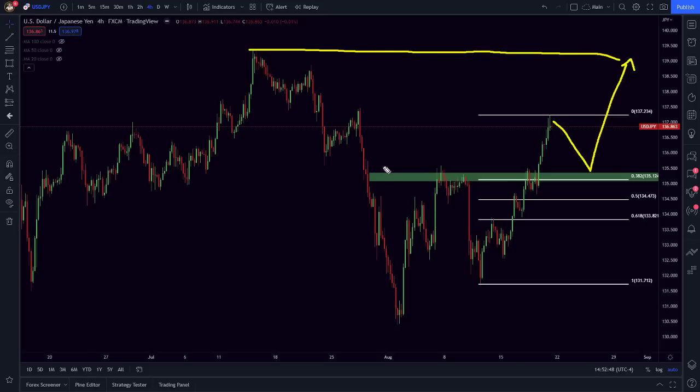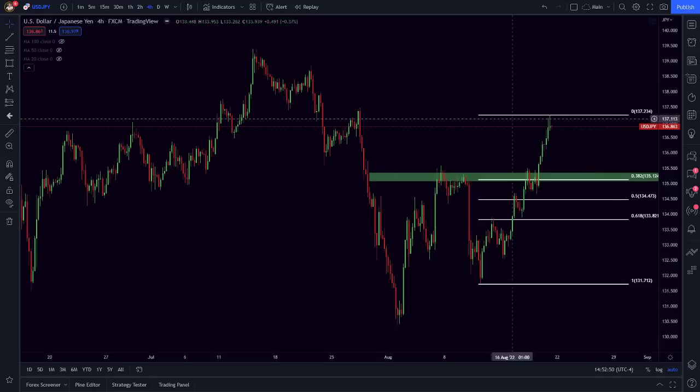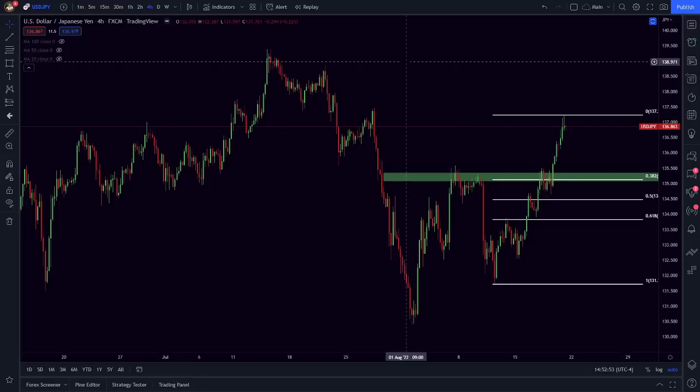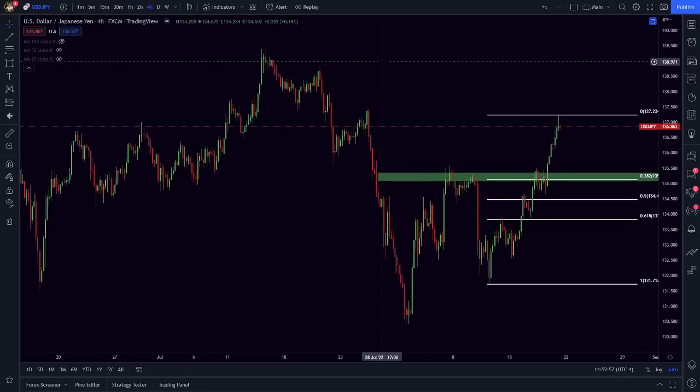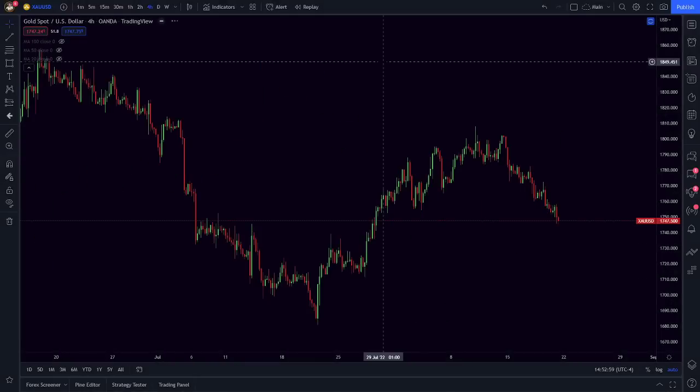So a lot of beautiful setups in the dollar pairs, in my opinion, right now. We had a clean move last week, which I'm looking to potentially try and get involved in this week. So just something to consider. Next up, we'll take a look at gold here.